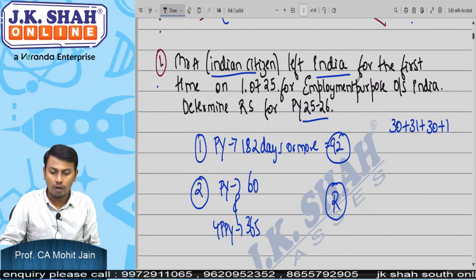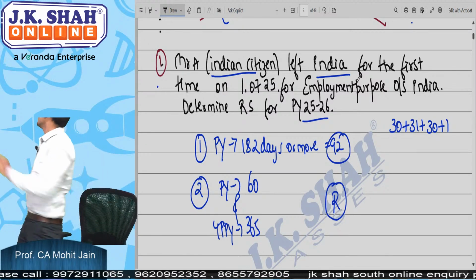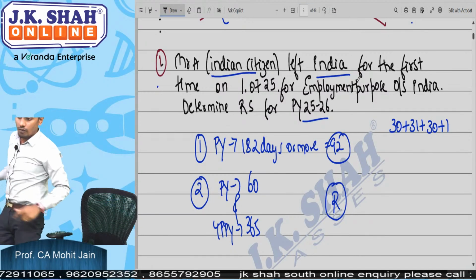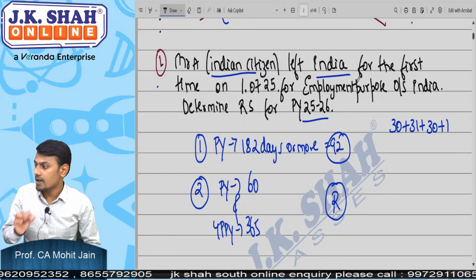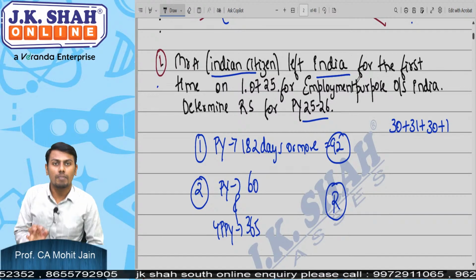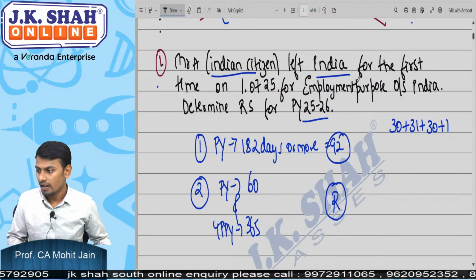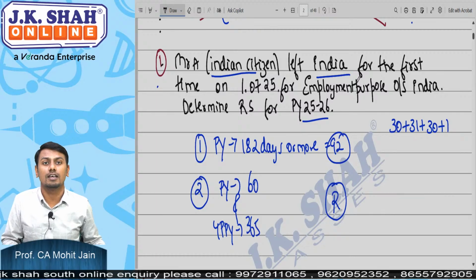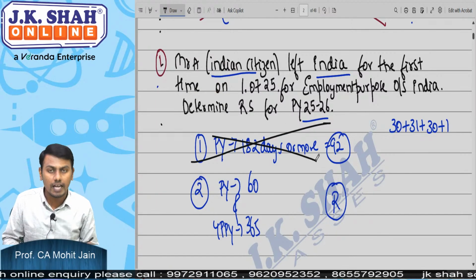He is going outside India not for vacation purpose. Now he is going outside India for employment purpose. Now say me, people, what will be your answer? Will your answer change? Yes, everyone is saying, sir, non-resident, because he was not there in India for 182 days.